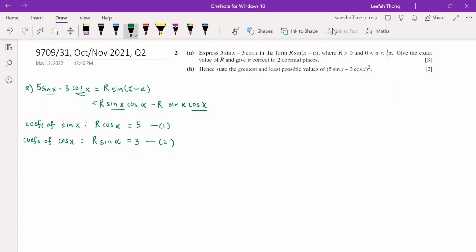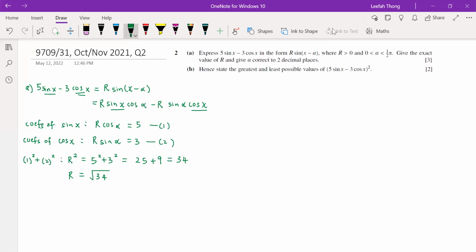What we could do now is to find the value of r. We can find the sum of squares of equations number 1 and 2. We have r squared cos squared alpha plus r squared sine squared alpha. That will give us r squared, because cos squared plus sine squared is 1 from the fundamental identities of trigonometry. We have r squared equals 5 squared plus 3 squared, which is 25 plus 9, and that is 34. And r is positive, so it is the positive square root of 34.